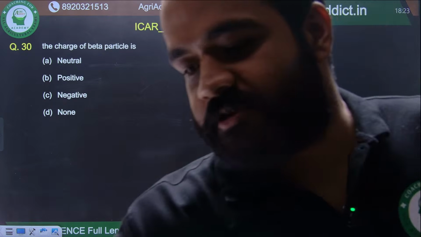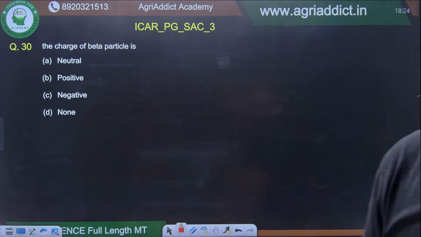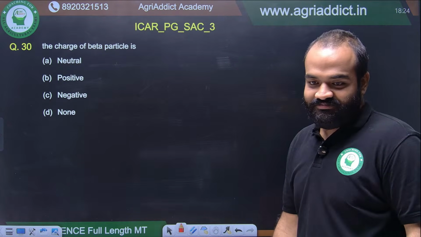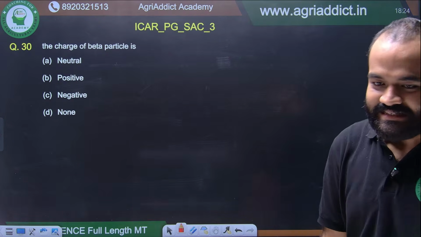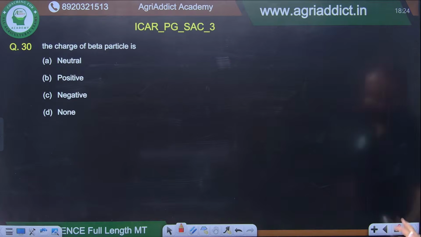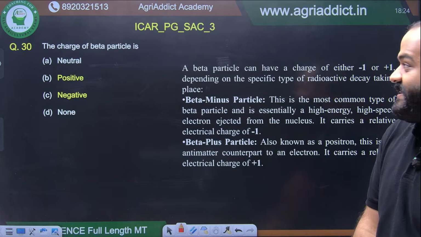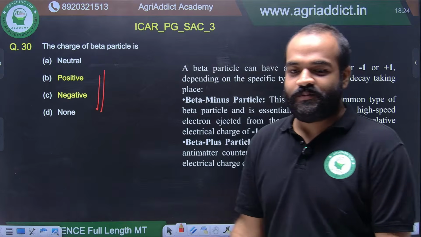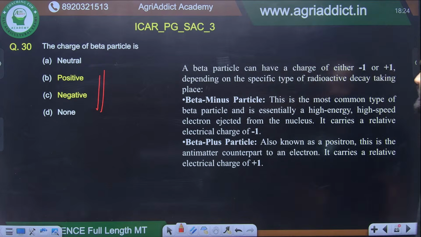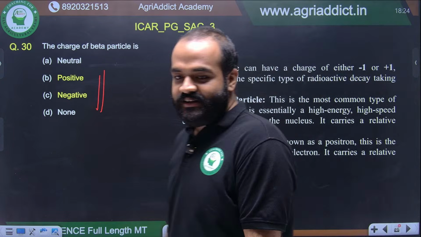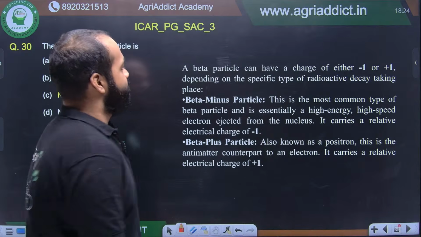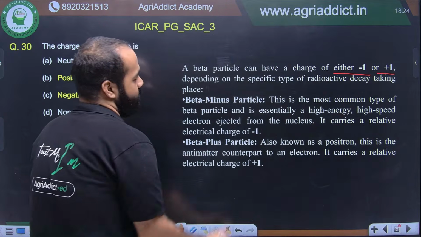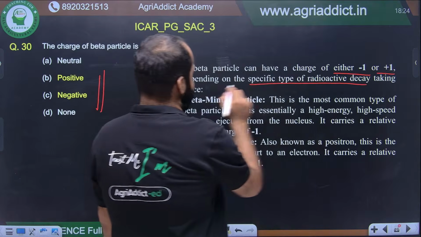Aishwarya is telling option B. Spurti is telling option C. All right. Well, both of you are correct. The charge of beta particle can be both positive and negative. If you study deeply and thoroughly, you will know that beta particle can have a charge of both -1 or +1 depending on the specific type of decay taking place.